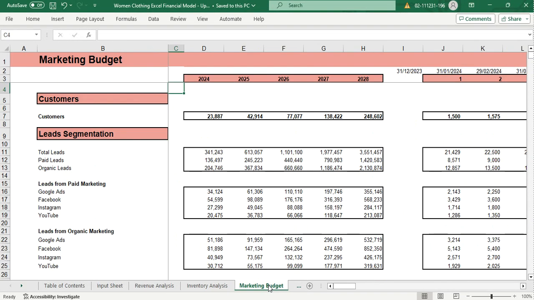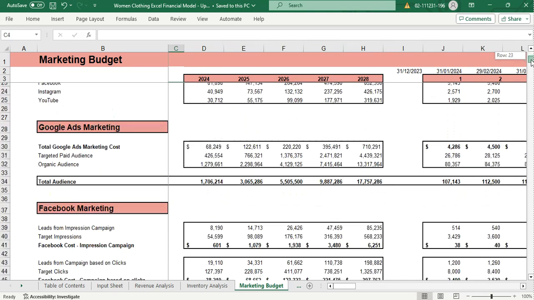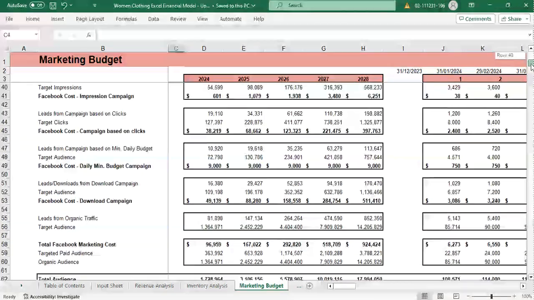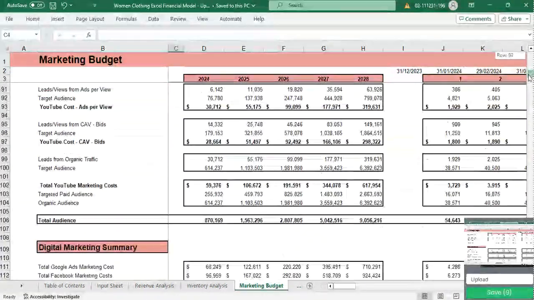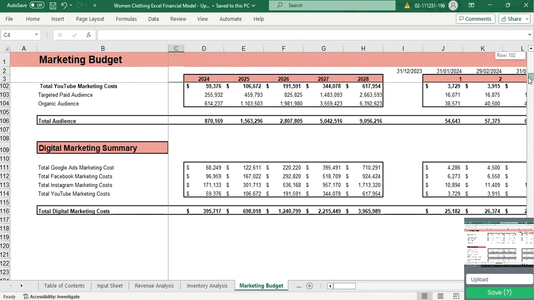After the inventory analysis, we have a marketing budget. There we have the total number of customers and the calculation of what we'll spend on them as our marketing, such as the lead segmentation, the Facebook marketing, the Google marketing, the Instagram marketing, and the YouTube marketing. In the end, it's the digital marketing summary.